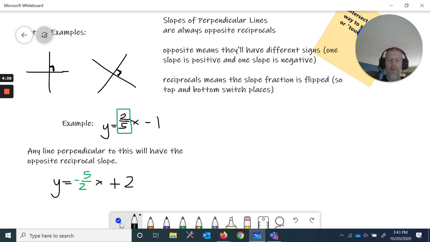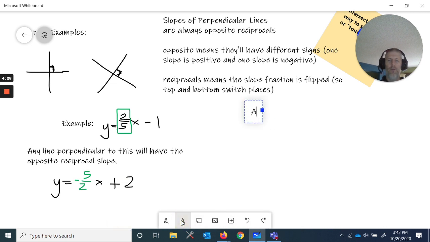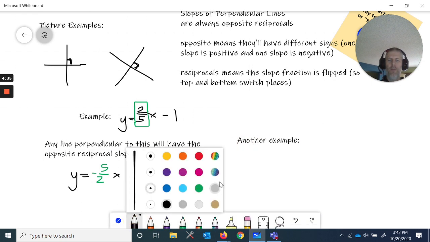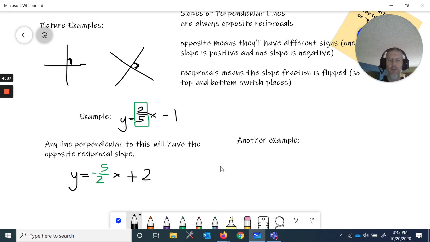Okay. Let's do one more example. And that might be something like, that would also be perpendicular. Let's say y equals, how about negative 5/2 x, because we know the slope has to be the opposite reciprocal of 2/5. Let's go minus 6. Okay, so that's how we write the equations of lines that are perpendicular to each other.